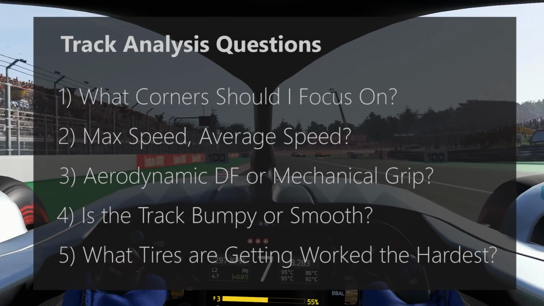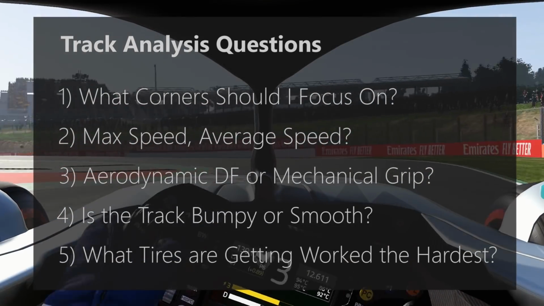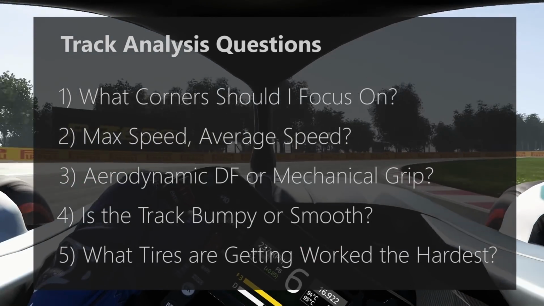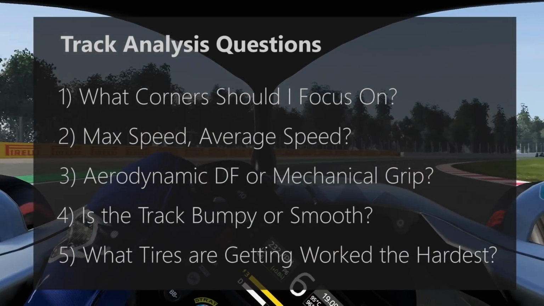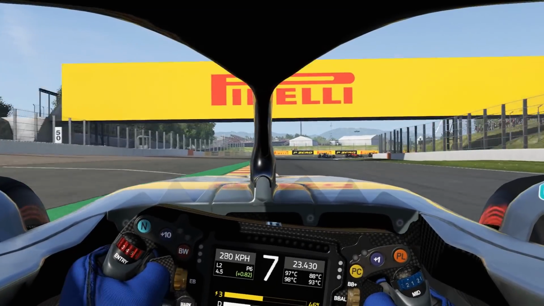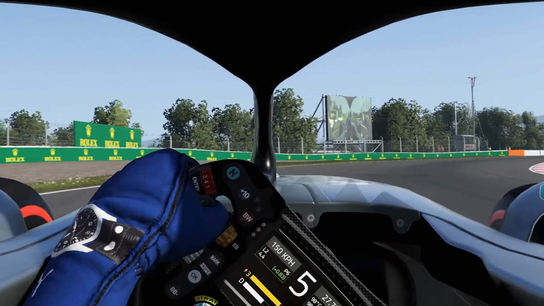We also need to think of the tires. What tires are getting worked the hardest? Maybe there's a lot of braking zones, so the fronts are going to wear down really fast. Or maybe there's a really high speed sweeping turn where the rear tires are going to cook really quickly. Once we answer some of these questions, we can then use them as a roadmap to guide us in developing the car setup.